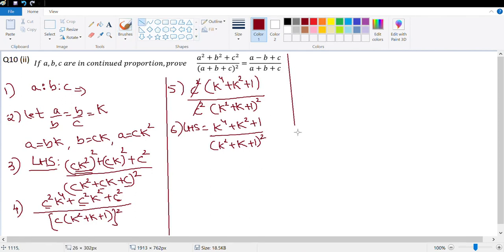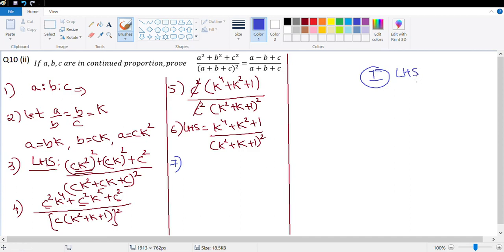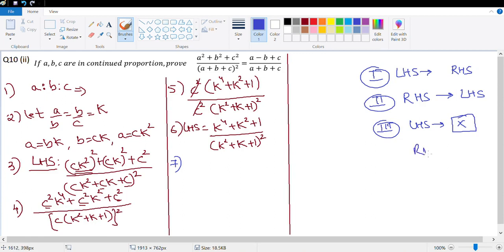Let's see, I don't think I can do anything more from here, at least now. Let's go ahead and see if I can do something to the right hand side. So I hope you remember, if you need to prove left hand side equal to right hand side, approved method 1: start with left hand side, solve it and bring it equal to right hand side. Approved method number 2: start working with right hand side, solve it and bring it equal to left hand side. Approved method 3: work with left hand side, bring it to a value, let's say x, work with right hand side and bring it to the same value x. That's the only 3 approved options.